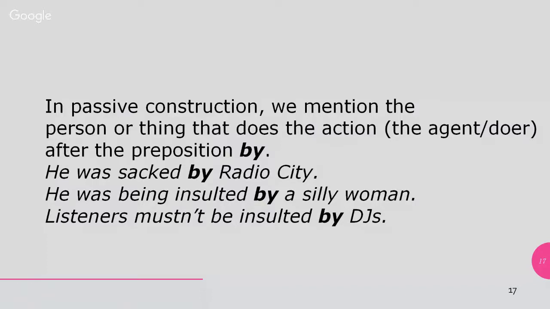After the preposition by, as in act by Radio City. So the person doing the action, the thing doing the action, is Radio City. So Radio City is the one that does the action, but the action was performed on him. So he, in this sentence, because he is the subject of this sentence, this is in the passive voice because he is not doing any action. He was being insulted by a silly woman. Listeners mustn't be insulted by DJs.